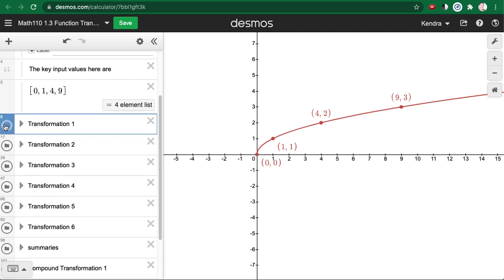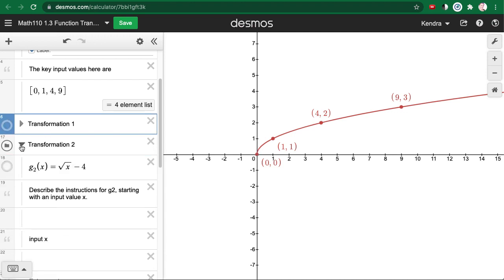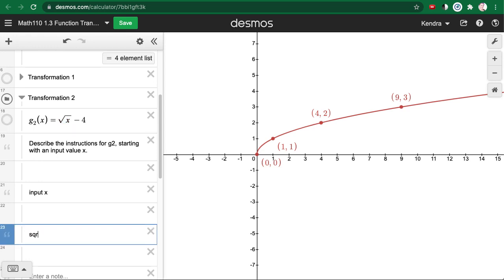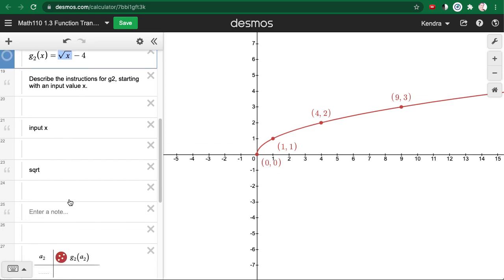Okay, let's close those down and look at transformation number 2. The function takes the square root of x and then subtracts 4. So again, we'll describe the instructions for g2, starting with an input value. I put in an x, and the first thing I do with that x is take the square root of it. Now I have the square root of x, and the next thing I do is subtract 4.